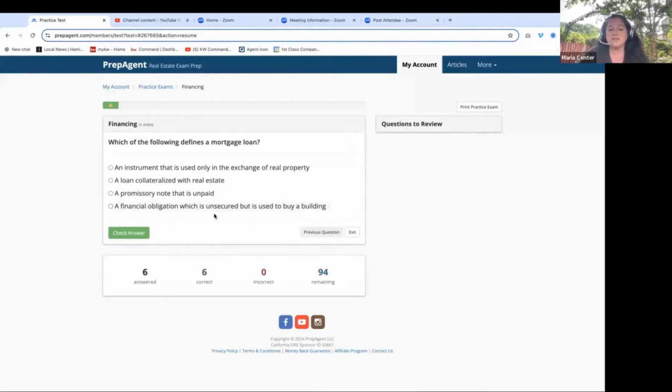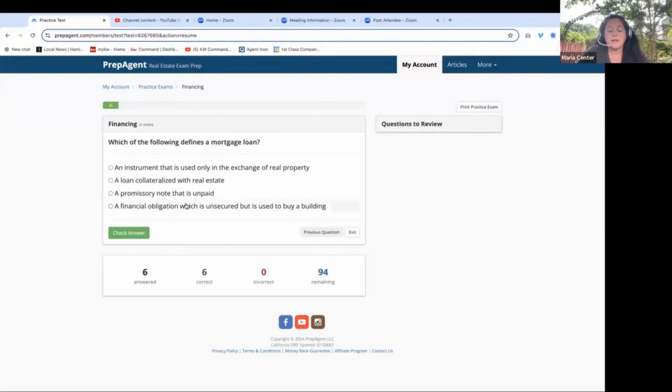Is it an instrument that is used only in the exchange of real property? Is it a loan collateralized with real estate? Is it a promissory note that is unpaid? Or is it a financial obligation which is unsecured but is used to buy a building? What do you think? The financial obligation which is unsecured would not be a mortgage loan because it would be secured by the collateral, which is the building, right?